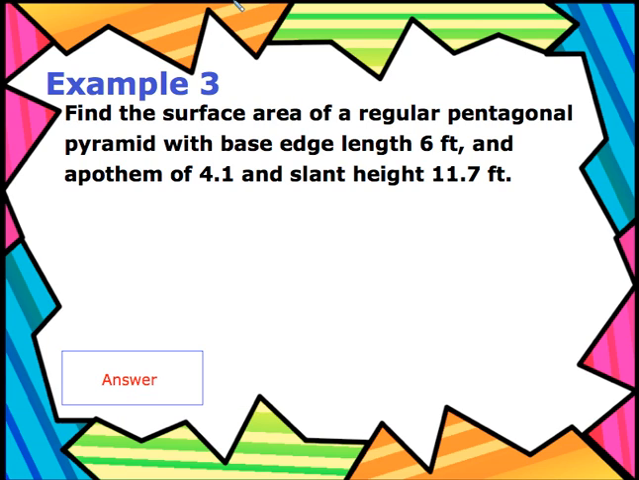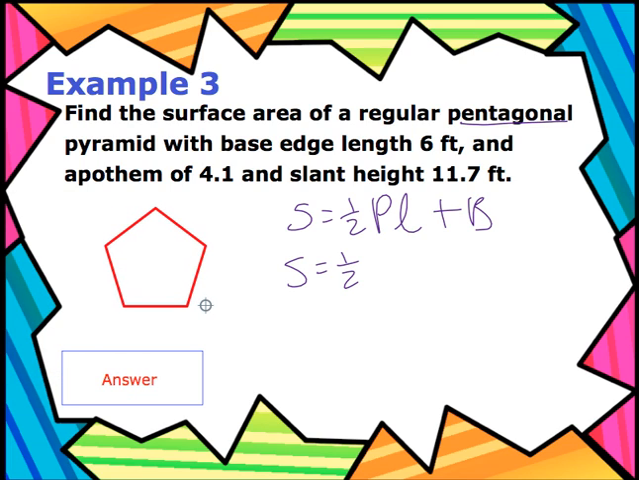Find the surface area of a regular pentagonal pyramid with a base edge length of 6, an apothem of 4, and a slant height of 11.7. So it's a pyramid. Our surface area formula is 1/2 PL plus capital B. So the base edge length of the pentagon is 6 feet. Let's see if I can draw a pretty pentagon. I can, because it will do it for me. So each side is 6.